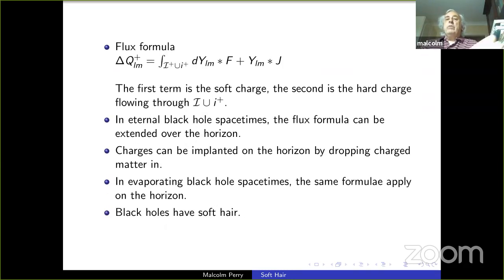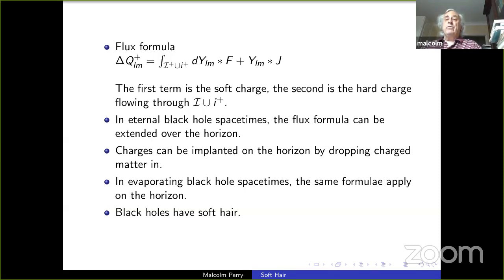So one thing that you can do is to construct a flux formula that tells you how the charge changes as you go up and down Scri plus or Scri minus, or even to I plus or I minus. That you simply get by applying Gauss's theorem to the previous integral. And what you see are that there are two contributions. The first is dy times star f, f being the electromagnetic field strength 2-form.